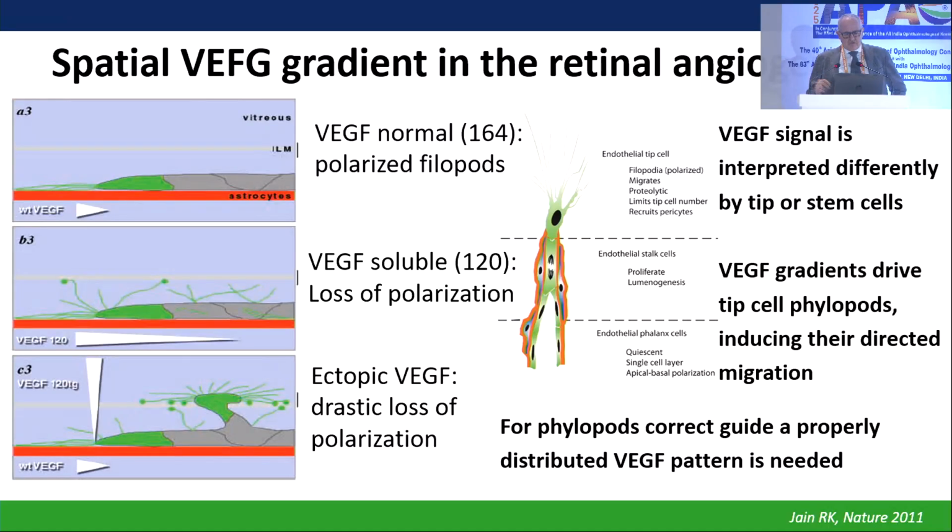You see that if there is a correct concentration of the VEGF, you have a right development, and the filopodia of the tip cells go in the right direction. If there is a lot of soluble VEGF, we lose the polarization, and the filopodia spread up to the retina. And if there is an ectopic VEGF, then there is a drastic loss of polarization. This means that vessels grow not only on the surface of the retina, but even in the vitreous.